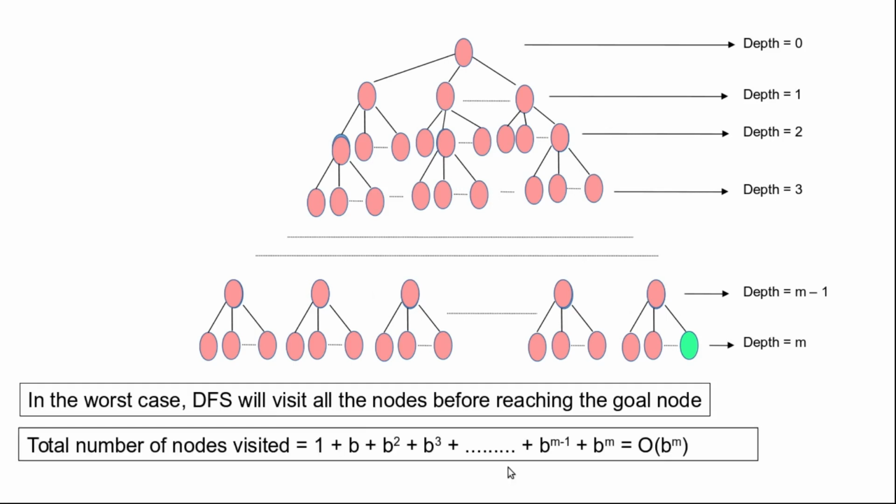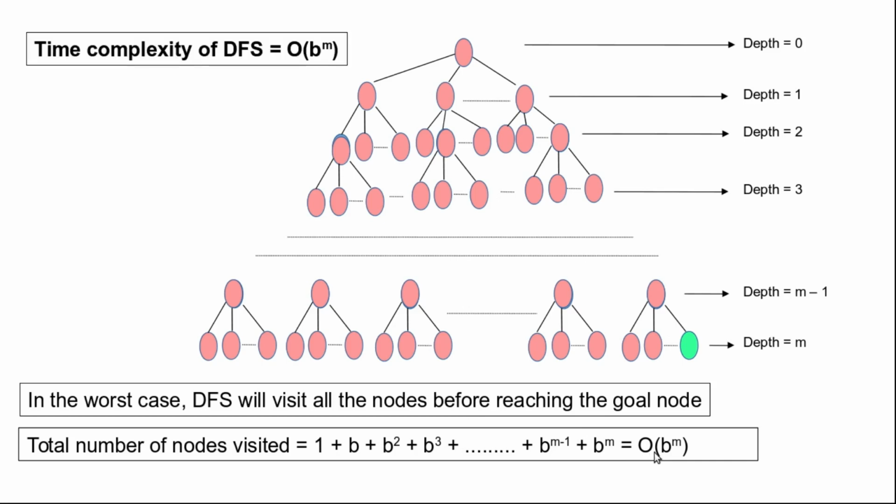And now if we try to count how many red colored nodes we have, we have seen this expression in one of the earlier classes. So it would be 1 plus b, and the number of nodes in depth 2 is b squared. The number of red colored nodes in depth 3 is b cubed, and so on. And if we add all these numbers, it gives us big O of b^m. Thus the time complexity of DFS is big O of b to the power m.